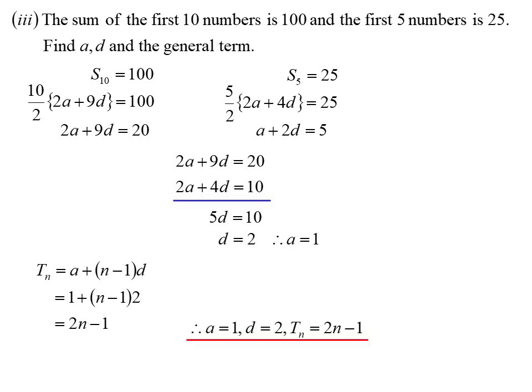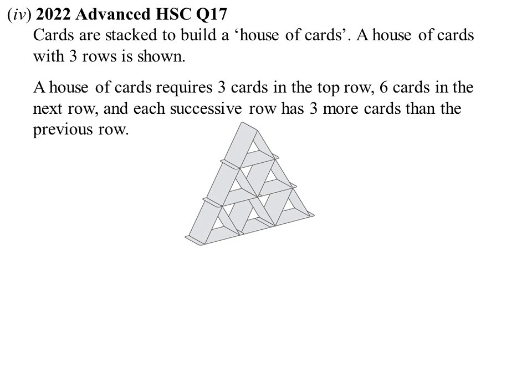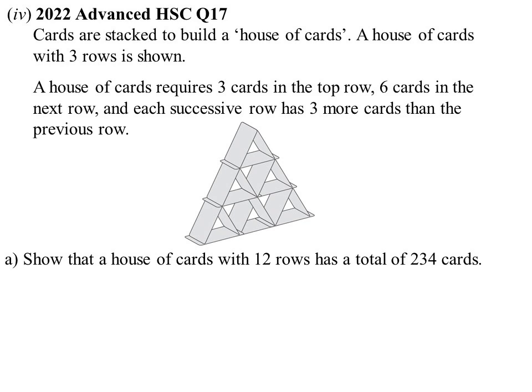2n minus 1. This is the one that appeared in last year's HSC. It's in the advanced paper, question 17. Cards are stacked to build a house of cards, and a house of cards is 3 cards basically. There's a picture of it shown. That one's got 3 rows. So 3 cards end up in the top row because there's only 1 house of cards, then 6 in the next row because there's 2 houses of cards, and so on and so on. So we're adding 3 cards each time.